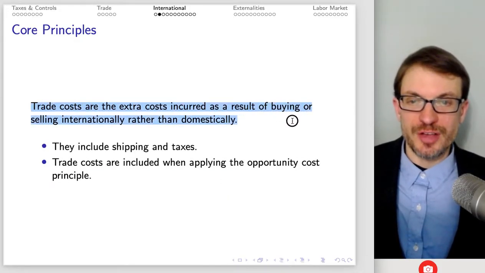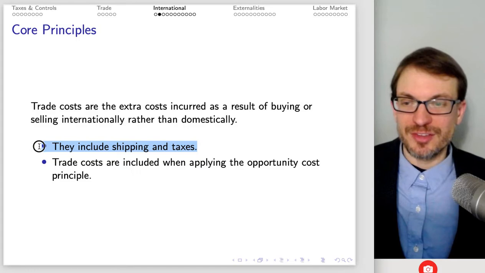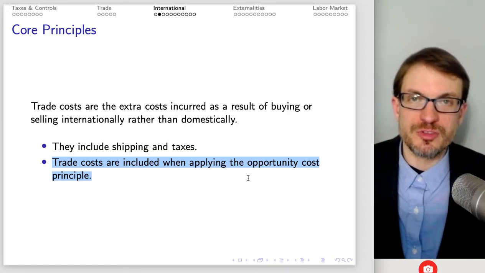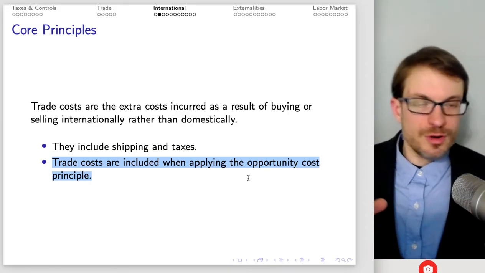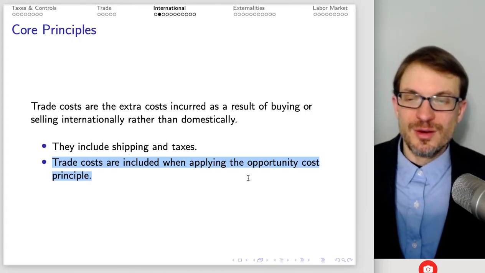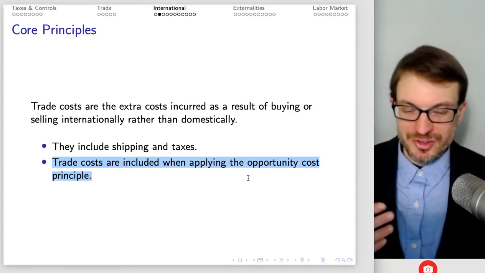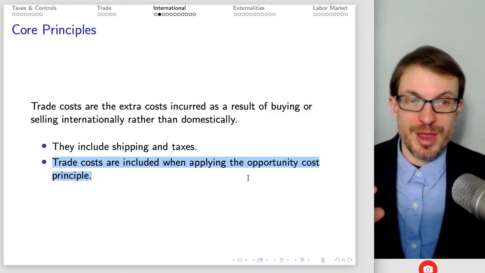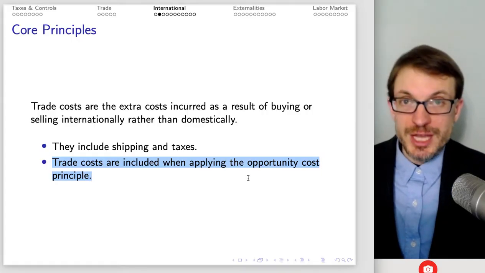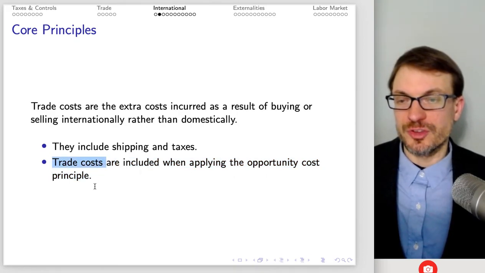We also want to identify trade costs. Trade costs are the extra costs incurred as a result of buying or selling internationally rather than domestically. So this would be like shipping and taxes. This would be important to include when applying your opportunity cost principle, because you want to consider the full set of costs and full set of benefits. Remember our first core principle of economics: it's not just your opportunity cost of producing one particular item and their opportunity cost of producing it, though that might confer comparative advantage on one or the other. We also want to think about how much it's going to cost us to get those items from that trader to the location where buyers wish to purchase them. So you also have to consider trade costs.